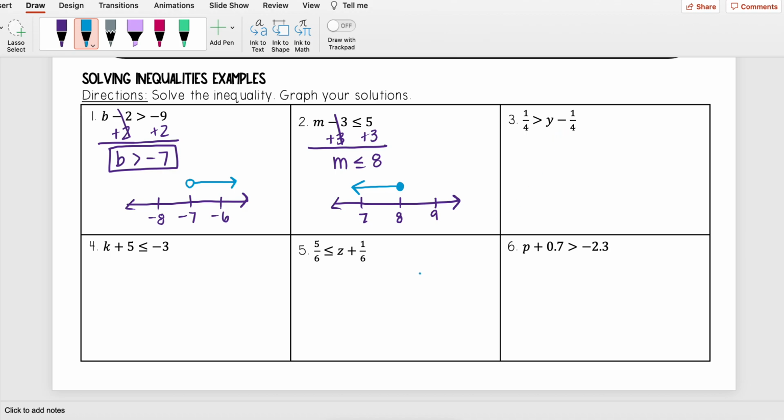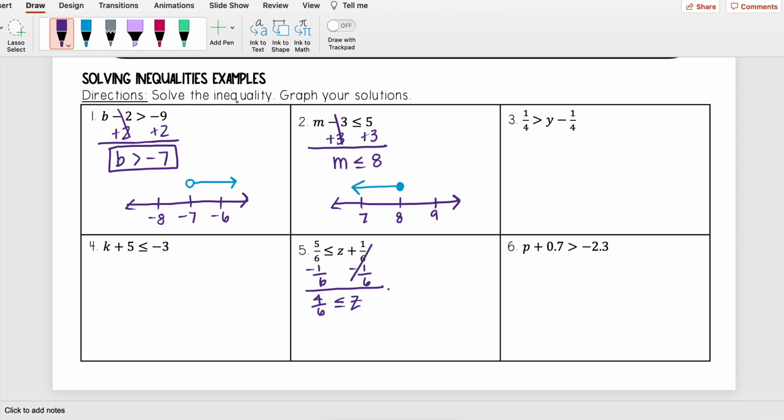Okay, now I'm going to go ahead and skip over to number 5. Here I have z plus 1/6 on the right hand side, so 5/6 is less than or equal to z plus 1/6. So here this time I'm adding, so I want to subtract 1/6 from both sides. 5/6 minus 1/6 is 4/6. It's less than or equal to z.